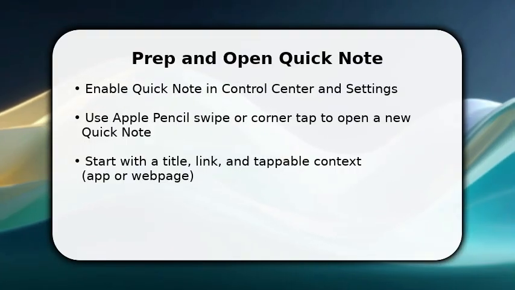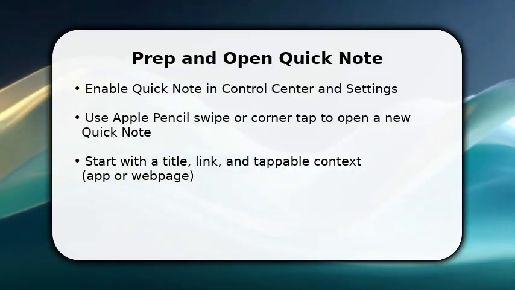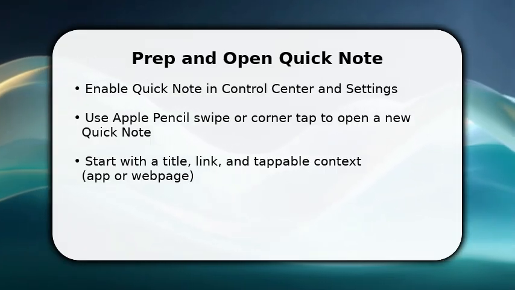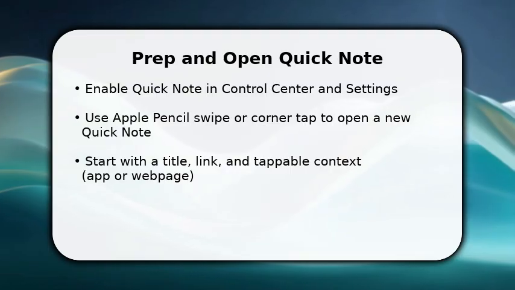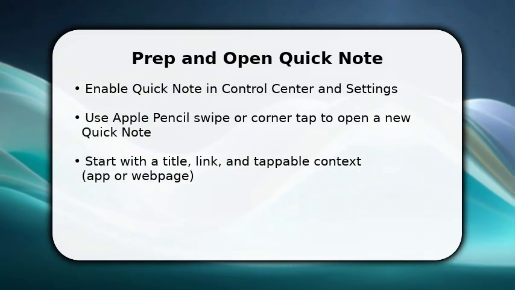You need Quick Note enabled and your Apple Pencil or corner gesture set up. Once done, open the app or web page you want to annotate. Swipe from the bottom right corner with your pencil or tap the corner to create a quick note and type a concise title so you can find it later.